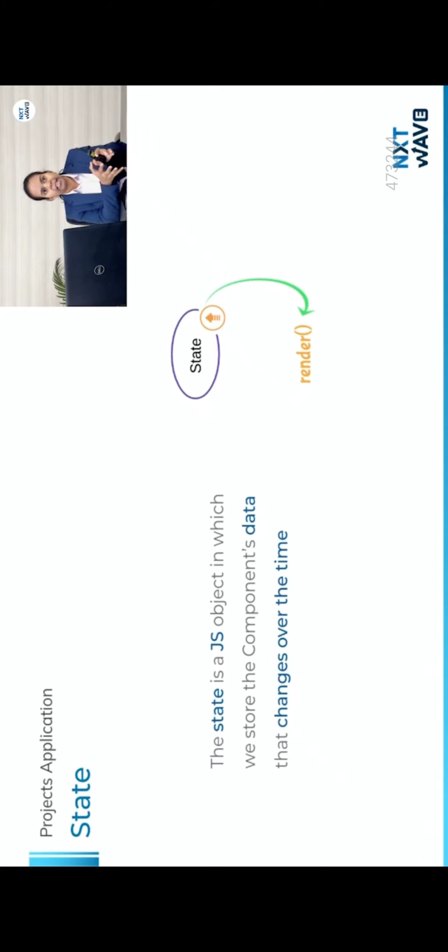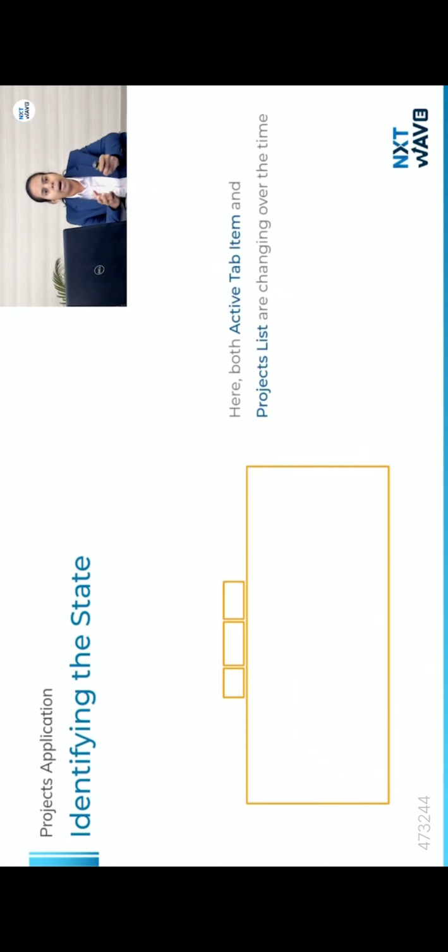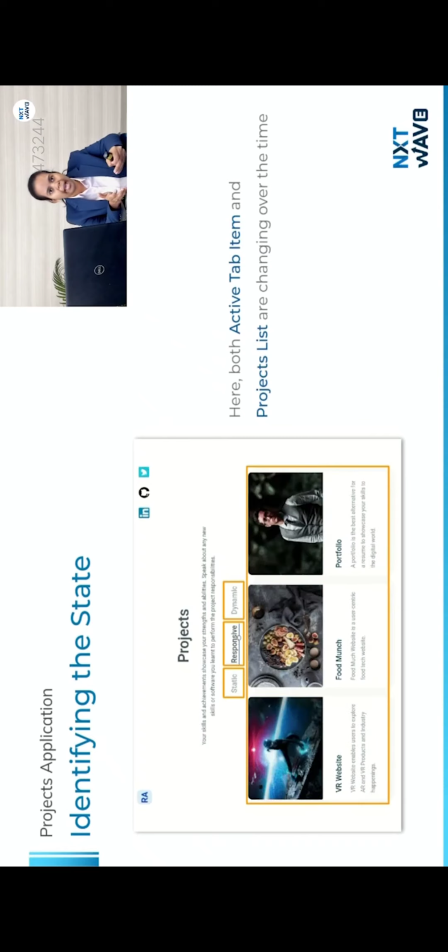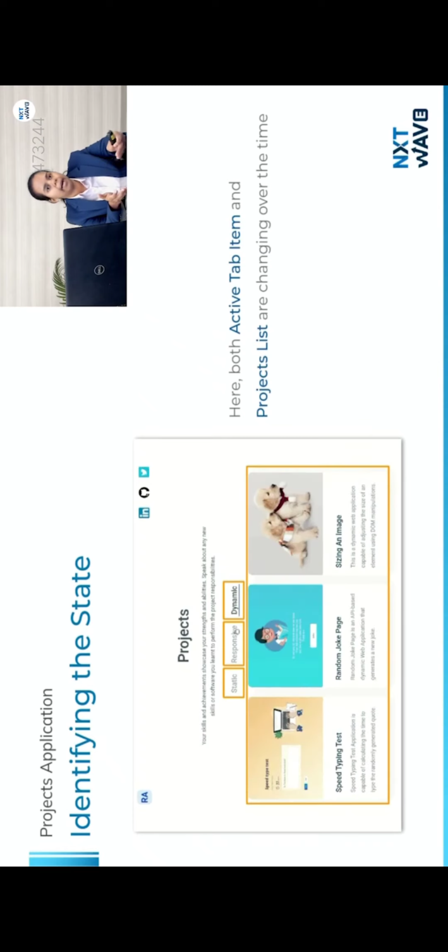So we will maintain the data that will change over the time in the state, right? Now for our particular use case, what do we have to maintain in the state? For that, we need to identify what is being changed over the time. So what are the changes that are happening over the time? Based on the user action or based on the time, what is changing? Here in our particular case, based on the user action, that is selecting a particular tab item, the active tab item is changing, right?